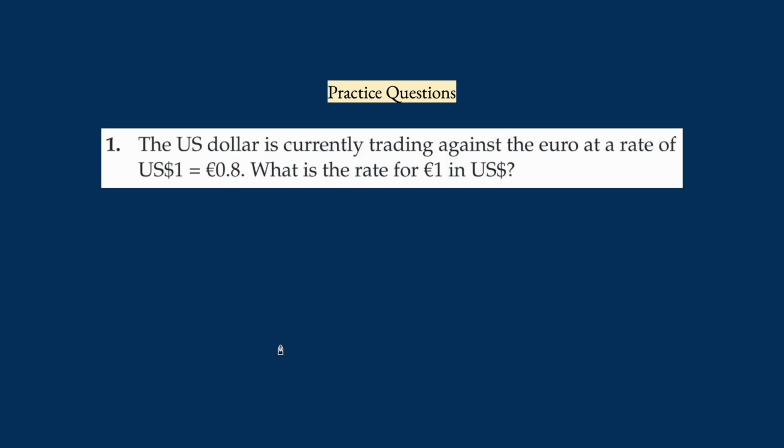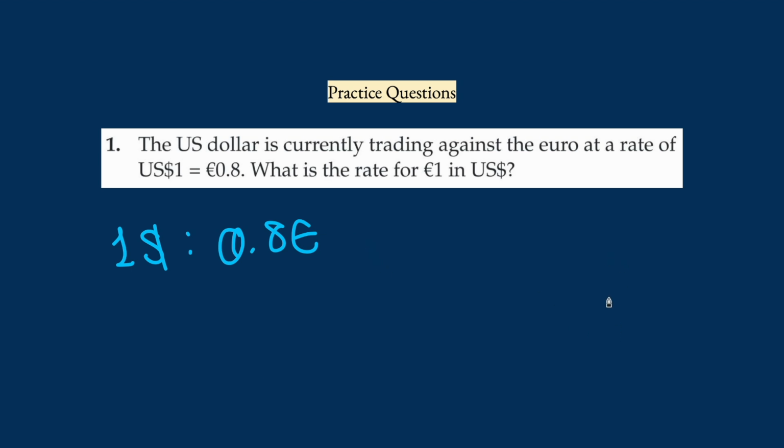So starting with number 1. The US dollar is currently trading against the euro at a rate of 1 US dollar equals 0.80 euros. So what is the rate of 1 euro in US dollars? Okay, so now this is just some simple math we're doing here. If this is the ratio before and we're trying to get this side equaling 1, then think about it mathematically. How do we do that?